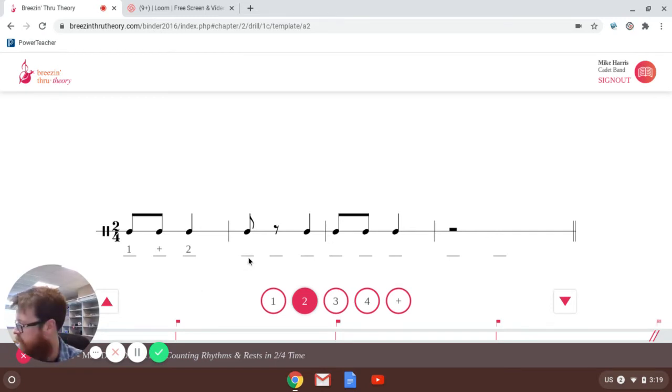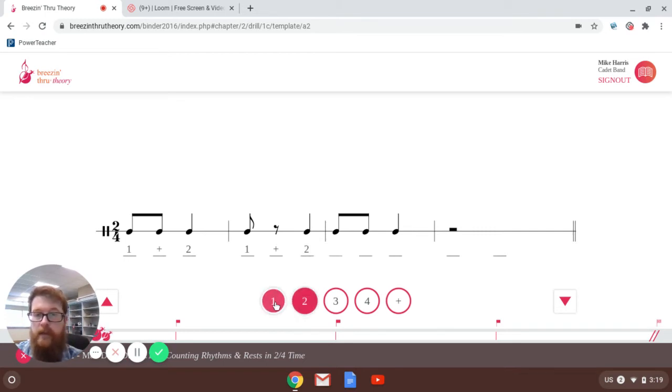Notice how we've moved to the next measure. Don't forget to start with 1. Since this was an eighth note, the next symbol we're going to have is going to be an and, even though this is a rest. Remember, rests make silence. We're going to have a 2 to end that measure.